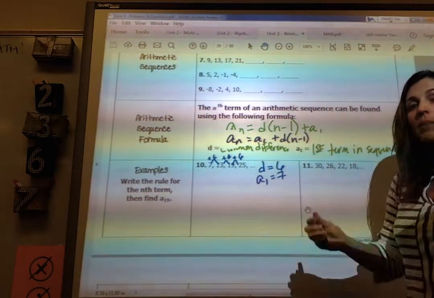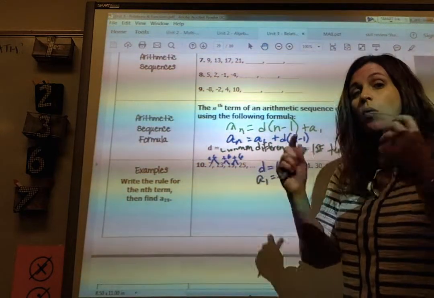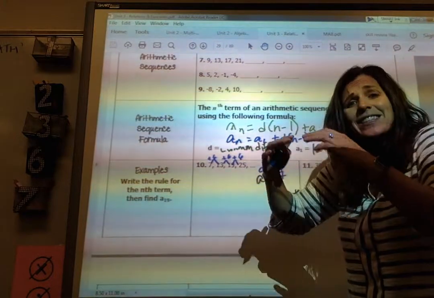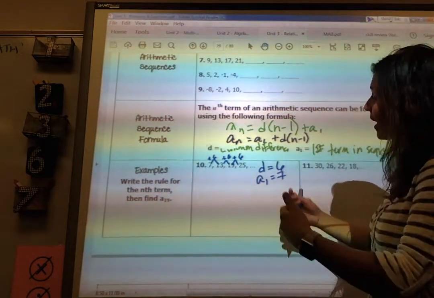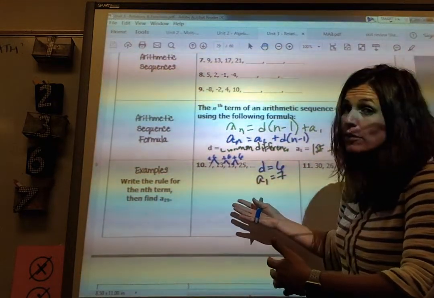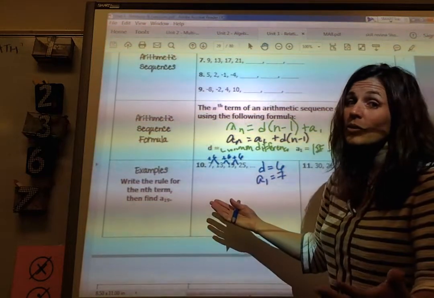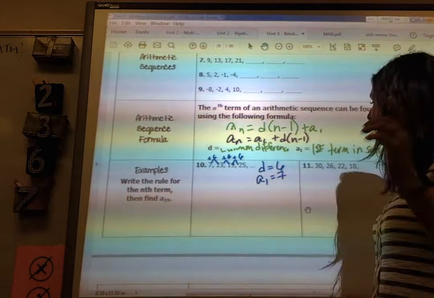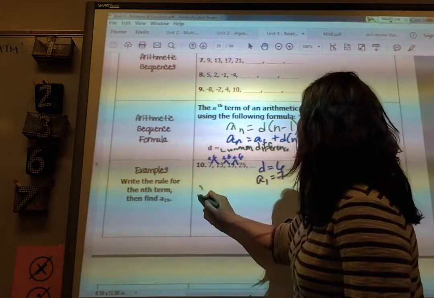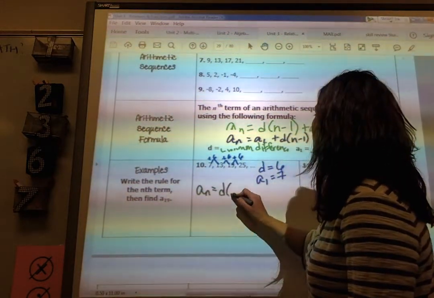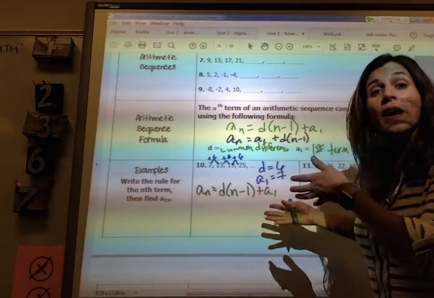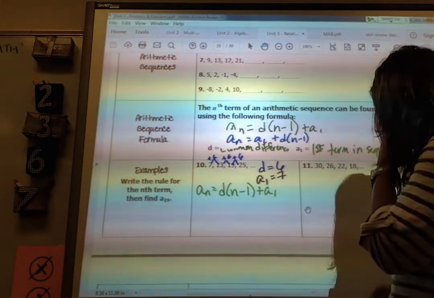So now, because I have a formula, I want you to write the formula. Yes, Carter, I want you to write it every single time. So if I give you 555 arithmetic sequences, how many times do I want to see that formula? 555. So I'm going to write out my formula, an equals d times (n minus 1) plus a1. And now I can just evaluate. I can plug in some numbers and we're going to solve it.